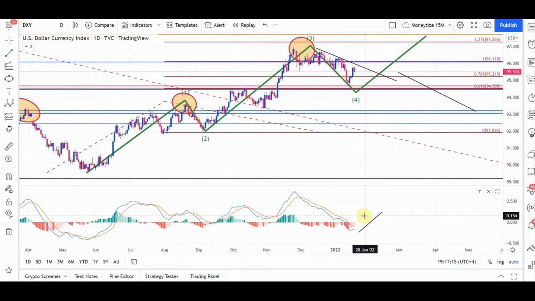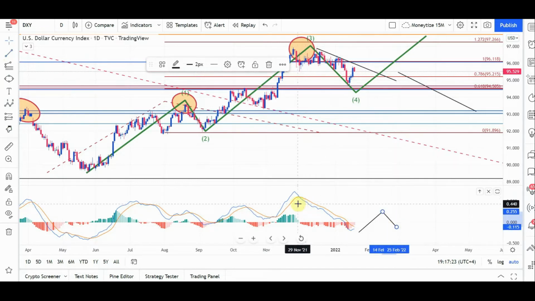The MACD histogram should also rebound along with the price action and form a new high. The new high on the MACD histogram would be lower than the previous high, and it will make a new higher high on the charts. So this will be a bearish divergence scenario. This is what I have mentioned.